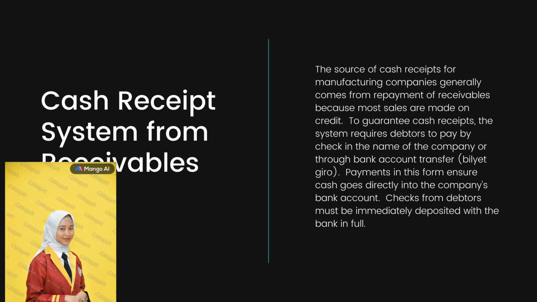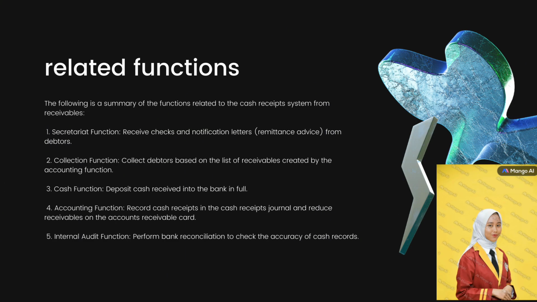Related functions. The following is a summary of the functions related to the cash receipts system from receivables. 1. Secretariat function, receives checks and notification letters, remittance advice, from debtors. 2. Collection function, collects from debtors based on the list of receivables created by the accounting function. 3. Cash function, deposits cash received into the bank in full. 4. Accounting function, records cash receipts in the cash receipts journal, and reduces receivables on the accounts receivable card.